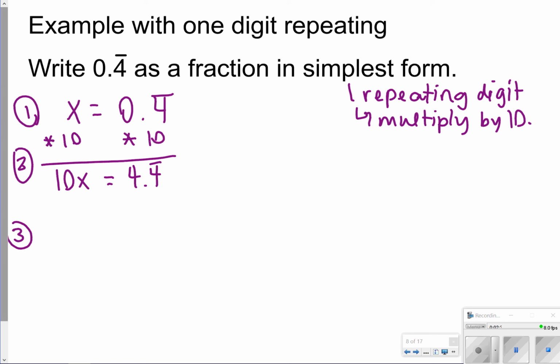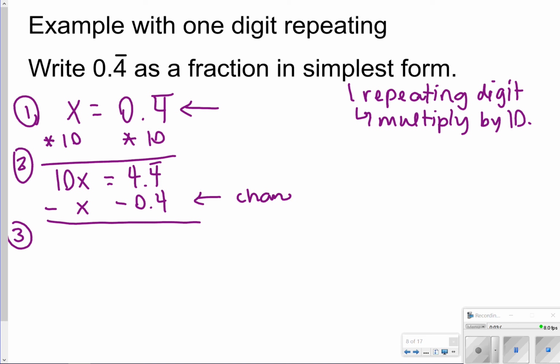Step 3 said to subtract the original equation from the multiplied one. So we're going to be subtracting this original equation up here. So I'm going to subtract x and 0.4. Here's what you want. You want this to change to a whole number, if possible. Okay, and that's exactly what's going to happen here. 4.4 minus 0.4 is just going to give me 4. Okay, which is great. That's what I needed.